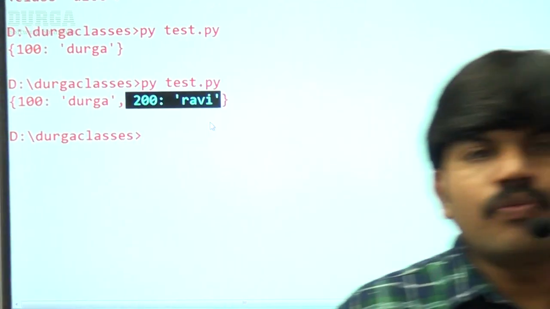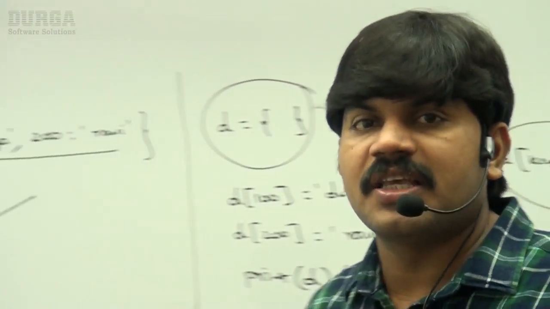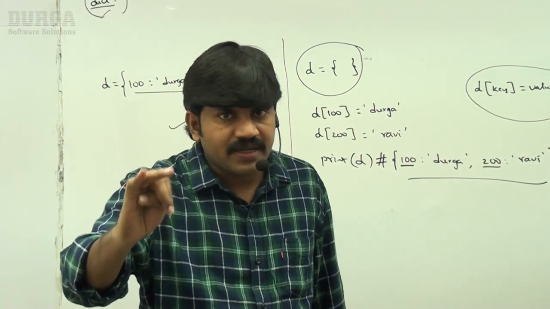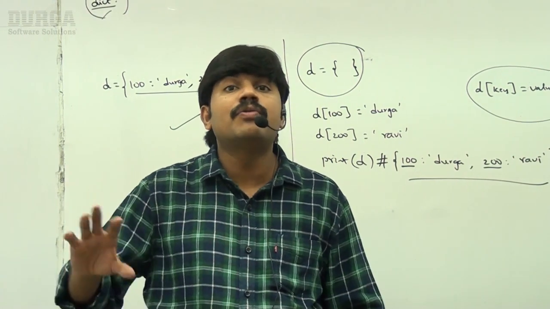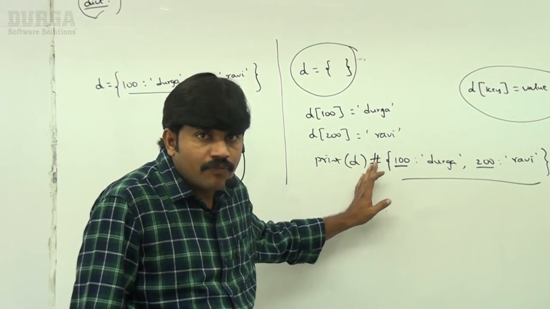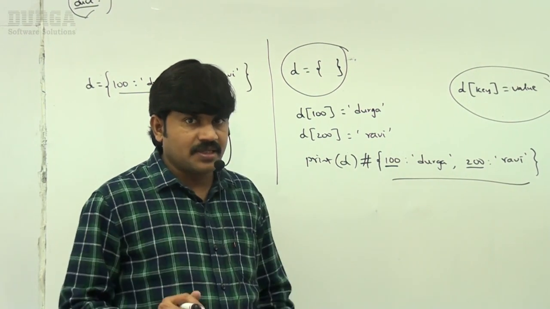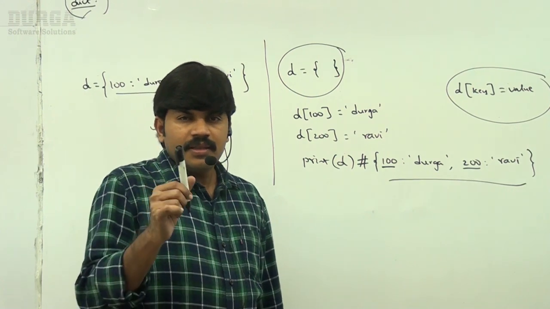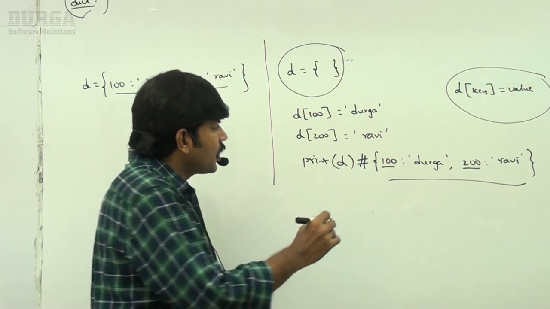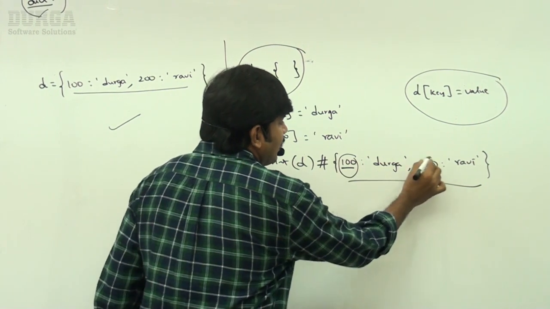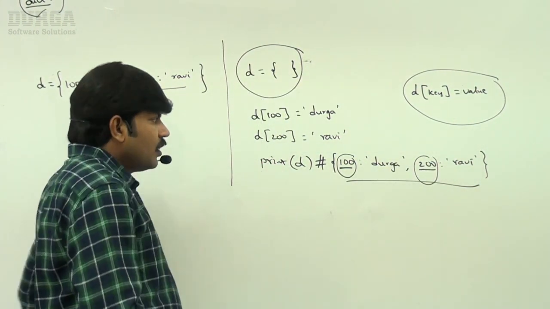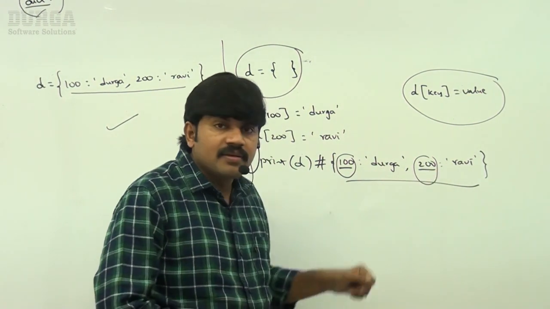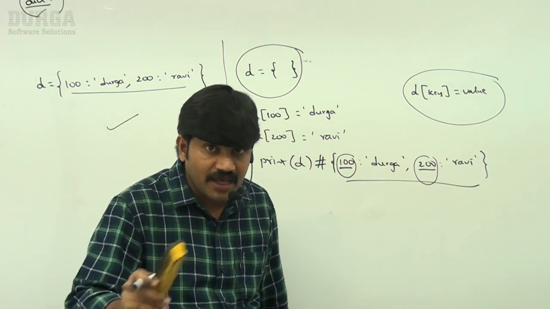So if you want to represent a group of objects as key-value pairs, then we should go for what? Dictionary. List, tuple, set, frozenset are meant for individual objects. But here we require the dictionary concept. But make sure there are some small loopholes. In the dictionary, what are these things, 100 and 200? Keys. And Durga, Ravi are what? Values, right? Key-value.